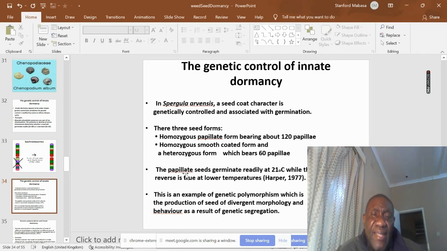So in this case, it's the genes which are controlling germination. This is also an example of genetic polymorphism, which is the production of seed of divergent morphology and behavior, but as a result of genetic segregation.